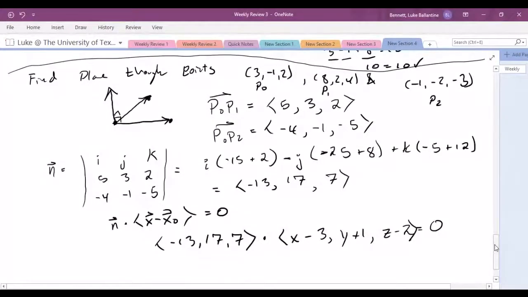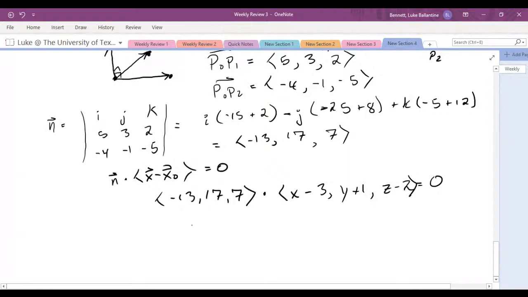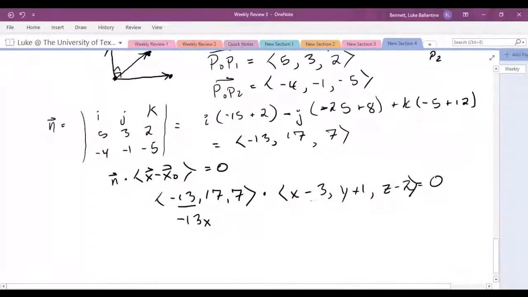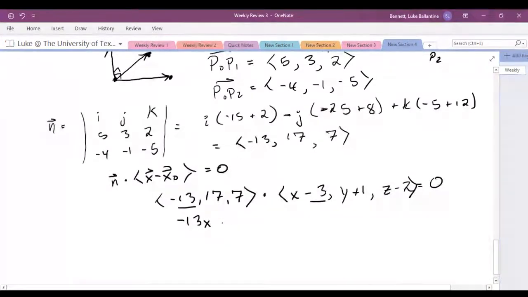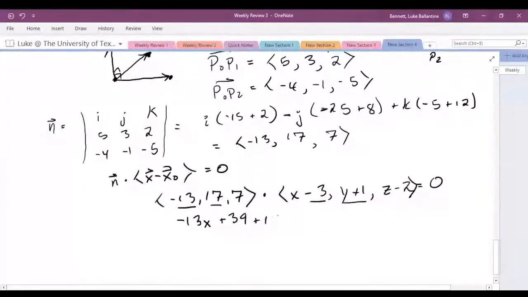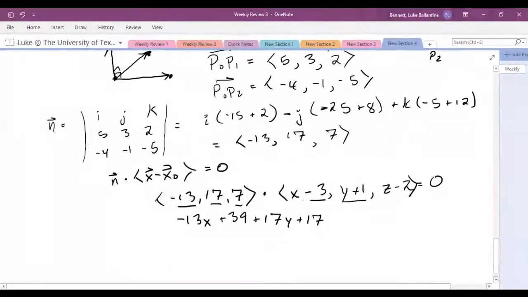x - 3, y + 1, z - 2 = 0. So then I get -13 times -3 would be +39. Then we have 17 times y plus 1. That's going to be +17y + 17. Then you get 7 times z minus 2. That's going to be +7z - 14 = 0.